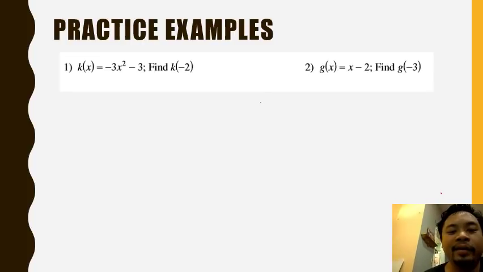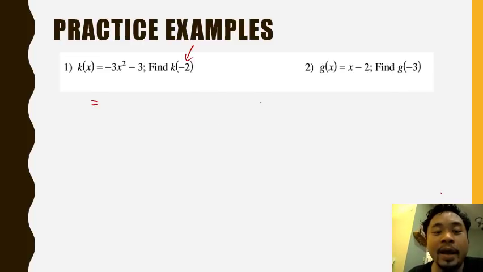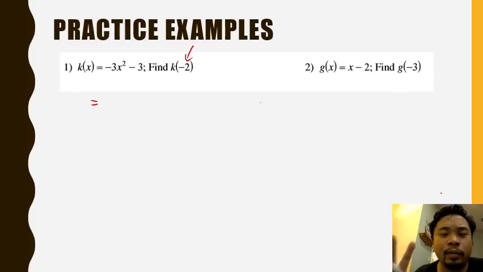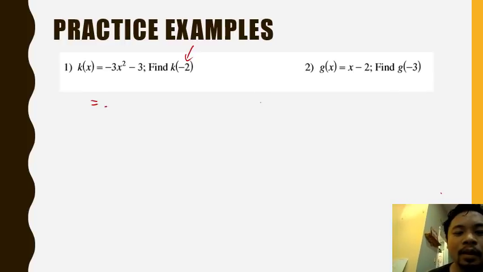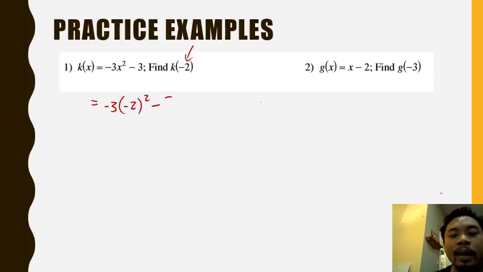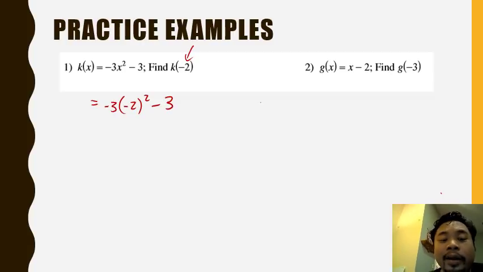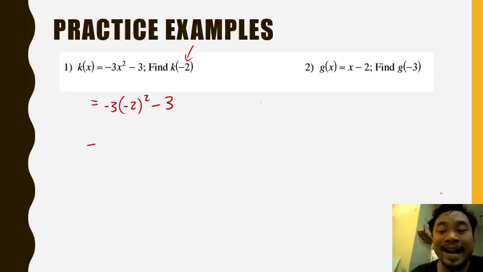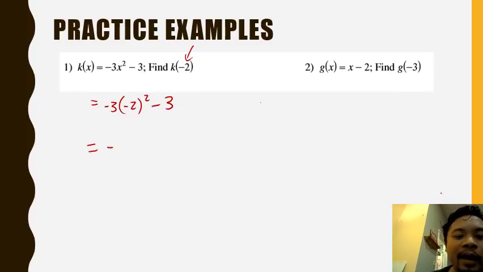So for number 1, I see that the first input that I'm looking to do is this -2. Now what I do with that -2 is in that function, I'm going to replace every single x with that -2. So I have -3, parentheses, -2. Why? Because I made sure to replace that x with my brand new input. Now from here, all I need to do is follow the order of operations and simplify. So parentheses, I see there's some around the -2, but the next thing that I'm looking at is exponents. So for the exponents, I have -2 squared. -2 times -2 gives me a +4. So remember that. That -3 is still out there, but that -2 squared gives me a +4.